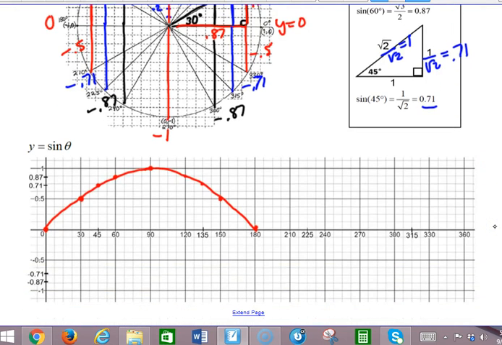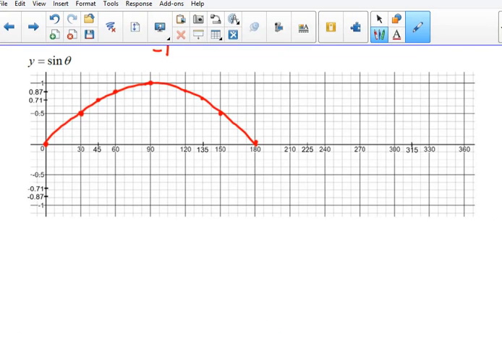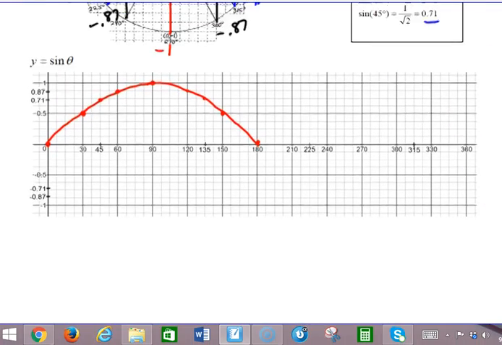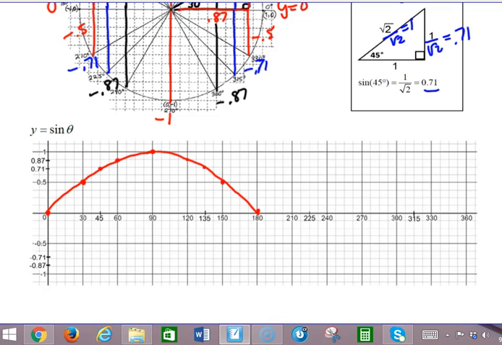Okay, if we put these points on here, let me extend this up. Looking at the bottom half there, we have 210, negative 0.5; 225, negative 0.71; 240, negative 0.87; 270, negative 1; 300, negative 0.87; 315, negative 0.71; 330, negative 0.5; and 360 back to 0. If you need to pause the video and catch up with graphing, definitely go ahead and do that.